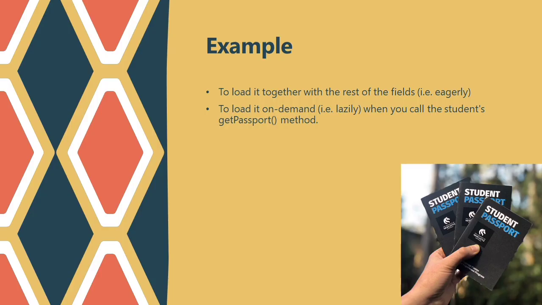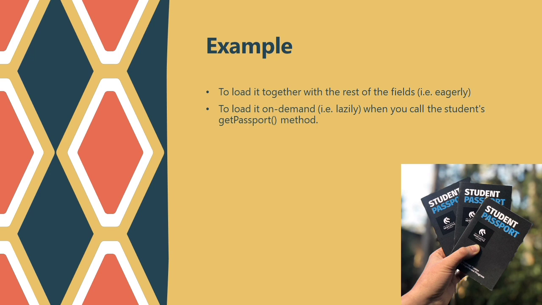Let's jump into a real-world example now. You might have an entity called student and another entity called passport. A student has a passport. The student entity might have some basic properties such as ID, name, and passport, as well as a passport has properties such as ID and number, which can belong to a given student.